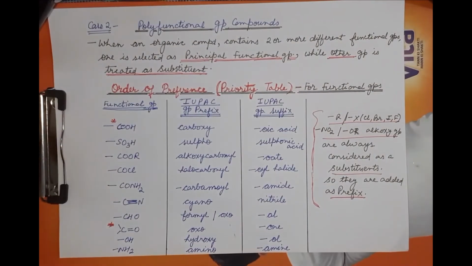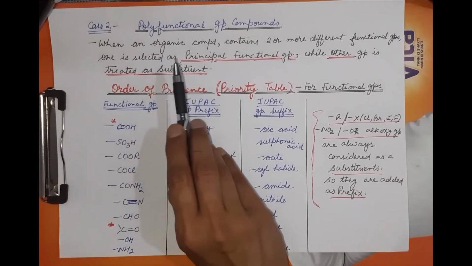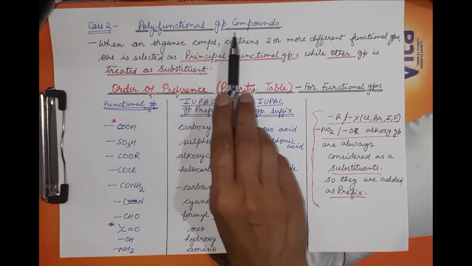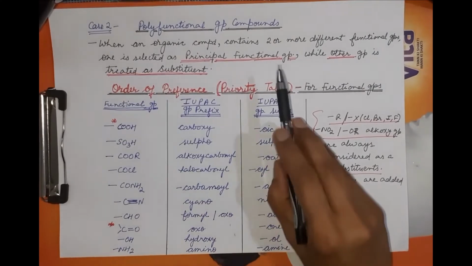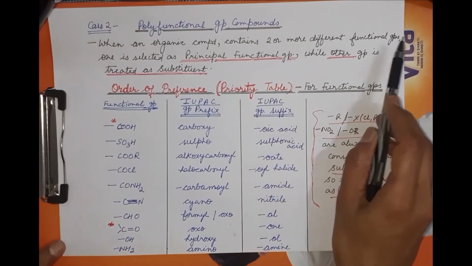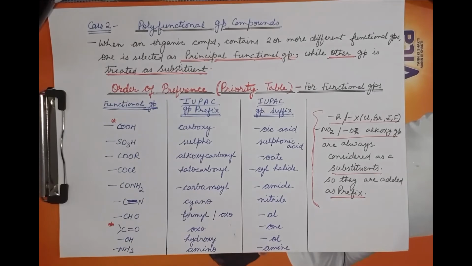So this was all about the compounds having the monofunctional group. So now the second case is polyfunctional group compounds. Polyfunctional group means that when an organic compound contains 2 or more different functional groups. So in such a case, because 2 or more functional groups are there, how should we name the compound?